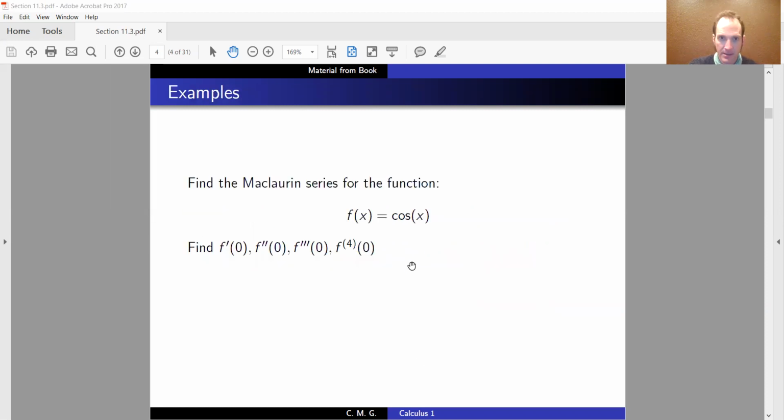Okay. So we can find this. It's not too hard to do. So the Maclaurin series for the function cosine of x, meaning the Taylor series centered at 0 for cosine of x.